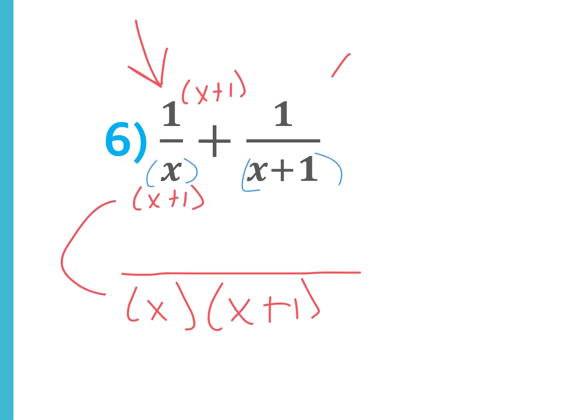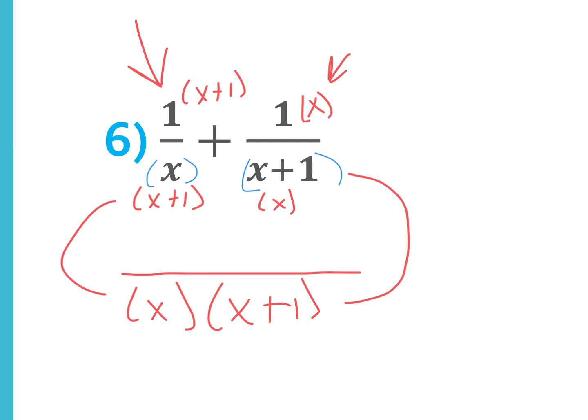Now I'm going to look at my second fraction. What do I have to multiply this by so it looks like this? Well, it already has the x plus 1. I have to multiply it by x. So now the denominators are the same. What you do to the bottom, you have to do to the top.